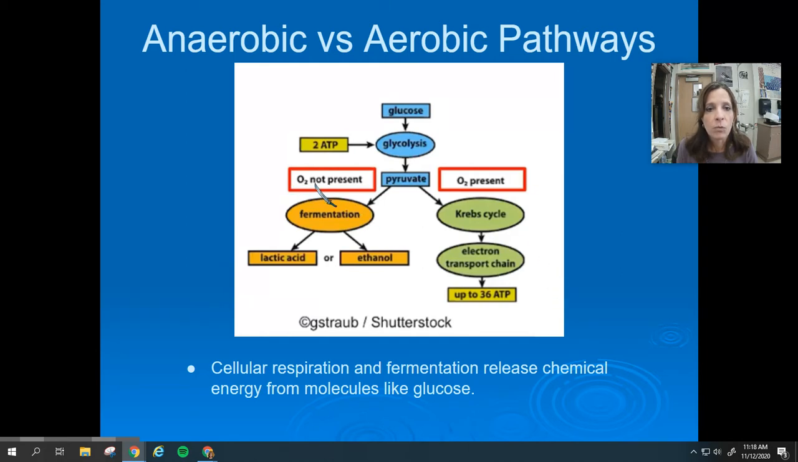When oxygen is not present, this is your anaerobic pathway, and it goes into fermentation, and we'll talk about this at the end of the lecture, but you make lactic acid or ethanol. We're going to spend most of our time talking about when oxygen is present because that's what our cells do the majority of time. And then you end up getting this huge amount of ATP.